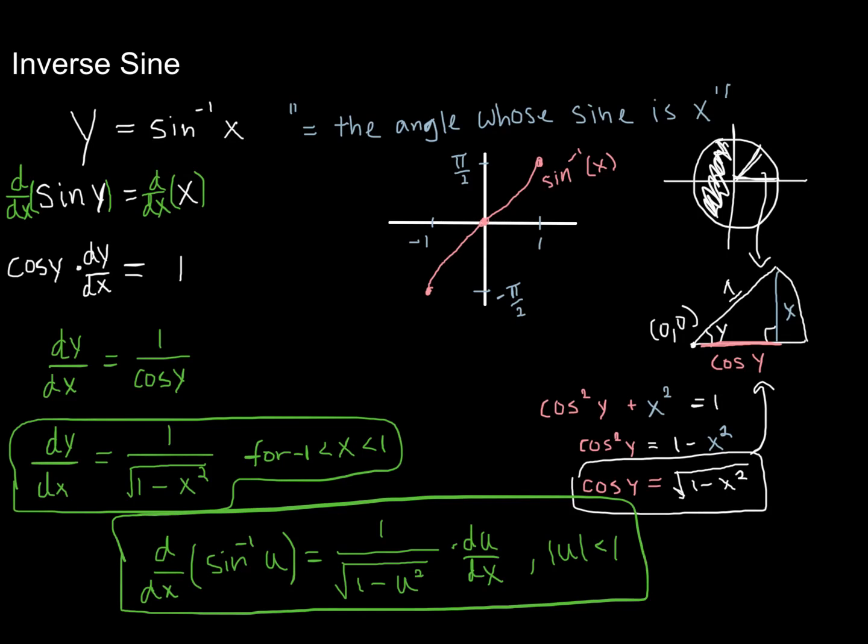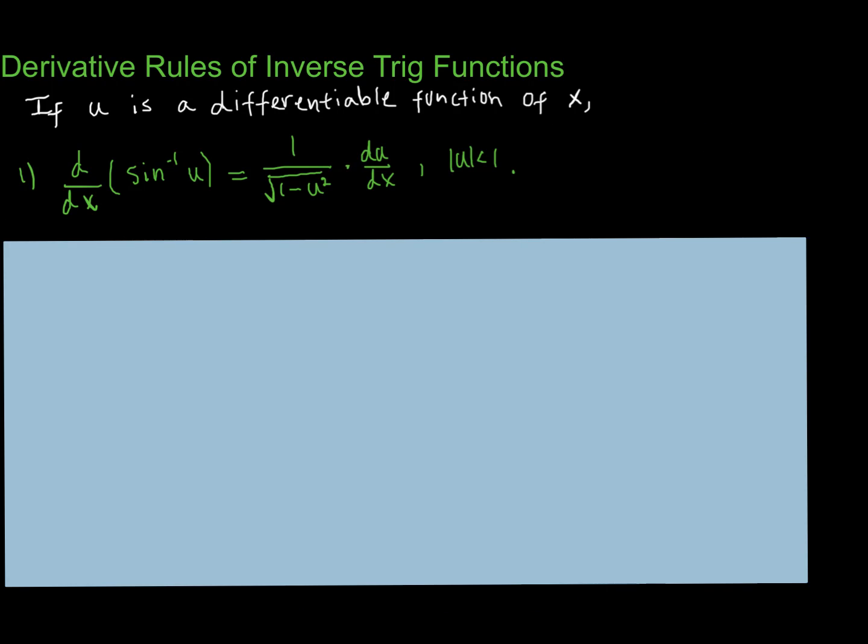So let's go ahead and take a look at the other inverse trig function rules, and then we can apply them. All right, so here are the derivative rules for inverse trig functions. The first one we just talked about, the derivative of inverse sine of u, and u here is a differentiable function of x, as we've seen all throughout the course. The derivative will be taken using the chain rule, so the derivative of the outside, which is the inverse sine, which we just found, is 1 over the square root of 1 minus u squared, and then times the derivative of the inside function, which is du dx. And this is, of course, when the absolute value of u is less than 1, so that we don't have an undefined derivative.